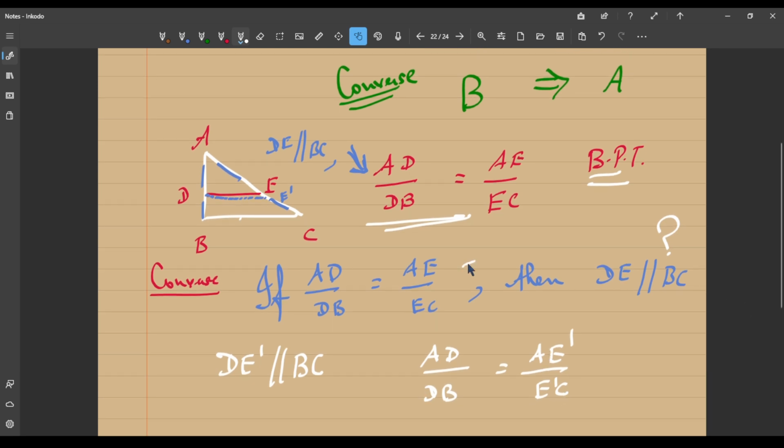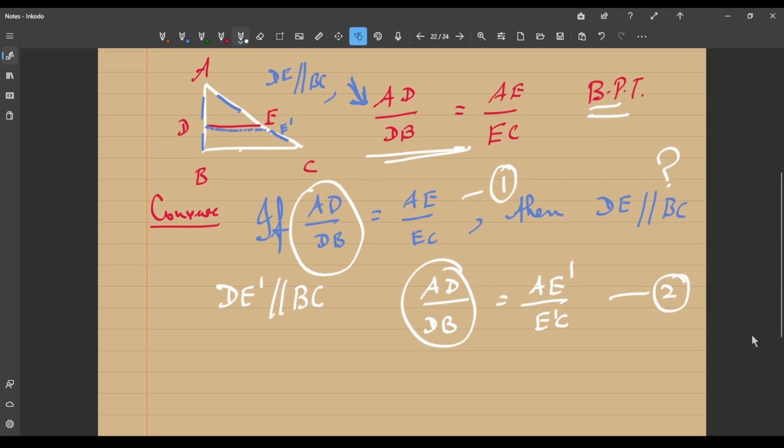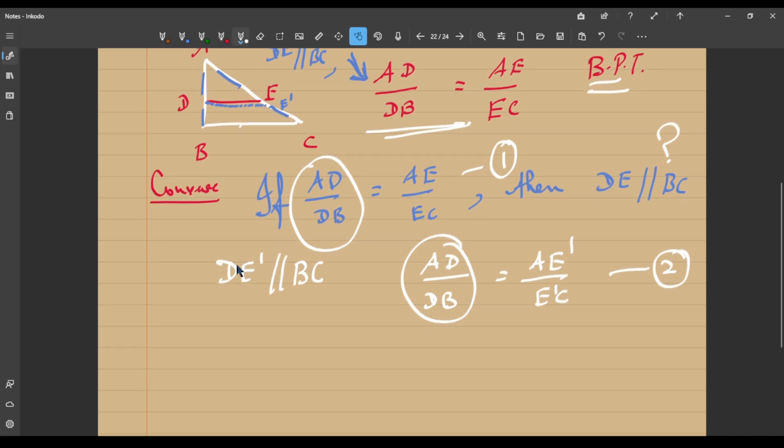And already this was true. AD by DB is equal to AE by EC, and now this is true. Right? And look at the left hand sides. The left hand sides of both the lines, AD by DB, this is also AD by DB, are equal. So the right hand sides have to be equal, that is AE by EC has to be equal to AE dash by E dash C.